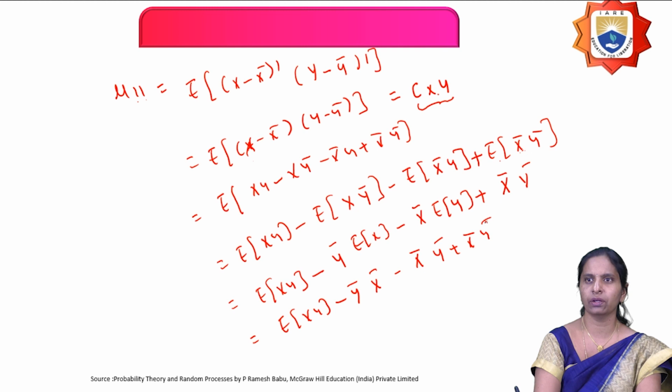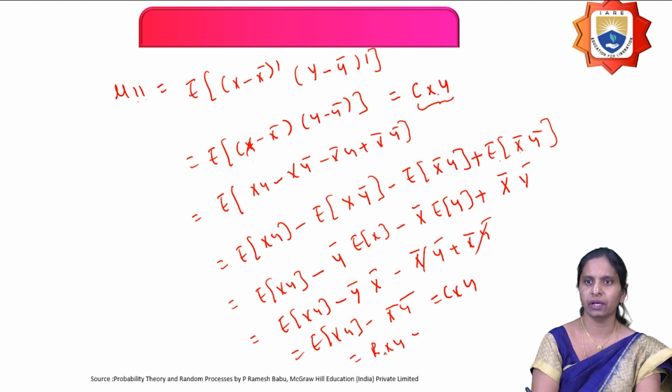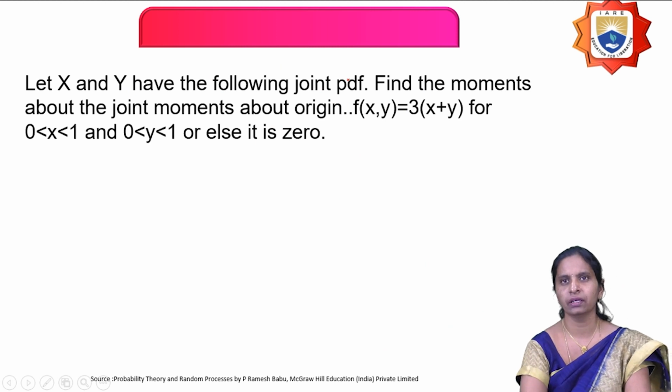Plus x bar into y bar. So therefore, what can you obtain here? E of x minus x bar into y bar, which is called what? Covariance. What is E of xy? Nothing but the correlation Rxy. Previously we have seen M11. So minus x bar into y bar, which is called the covariance between two random variables x and y.